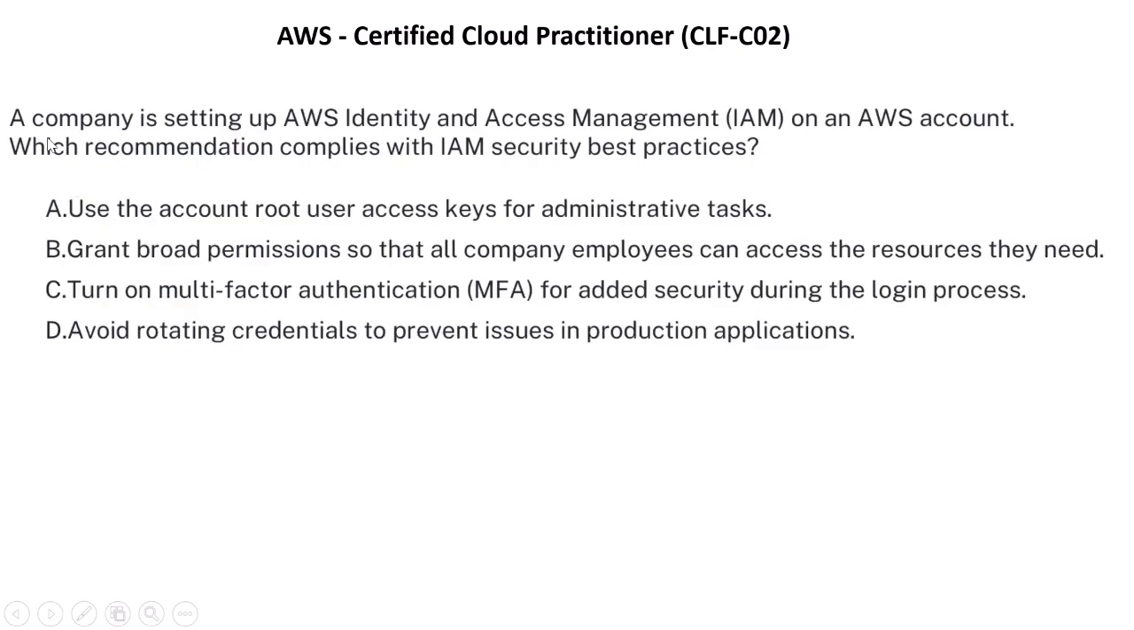Next question. A company is setting up AWS identity and access management on an AWS account. Which recommendation complies with IAM security best practices? Options are option A, use the account root user access keys for administrative tasks. Option B, grant broad permissions so that all company employees can access the resources they need. Option C, turn on multi-factor authentication, which is nothing but MFA, for added security during the login process. Option D, avoid rotating credentials to prevent issues in production applications.